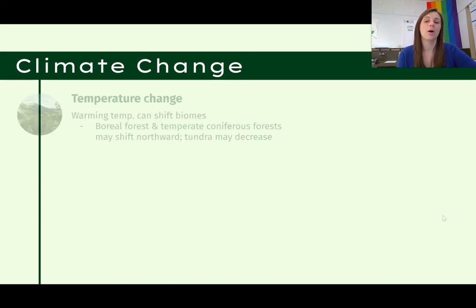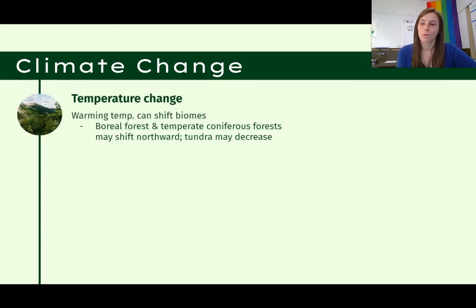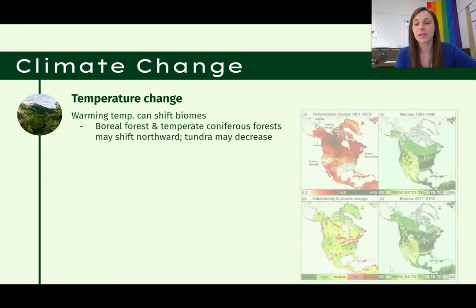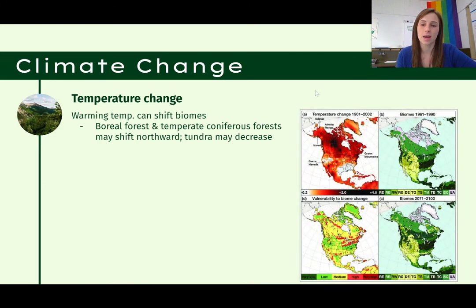All right, now climate change. What are all the things that climate change can cause? First of all, it can cause temperature change. We are going to be getting warmer temperatures, which is going to shift biomes. Specifically, boreal forests and temperate coniferous forests are going to be shifting northwards.